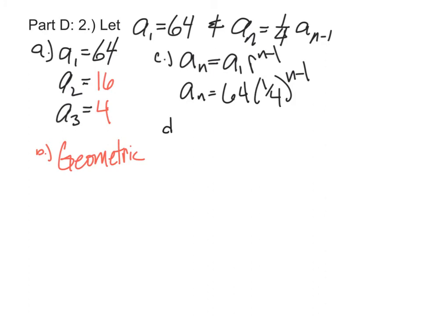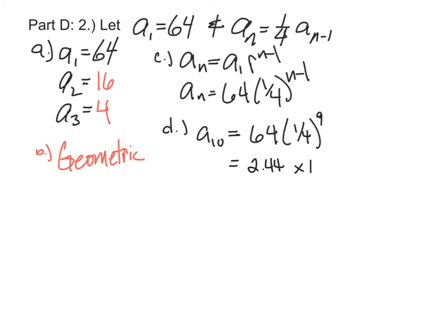In part D, we need to find what the 10th term is. That's as simple as just plugging in 10 for n. 10 minus 1 is 9, so I'll take that to the 9th power and grab my calculator. Ooh, I don't really like what it tells me. When I plug it all in and hit enter, I get 2.44 times 10 to the negative 4th.